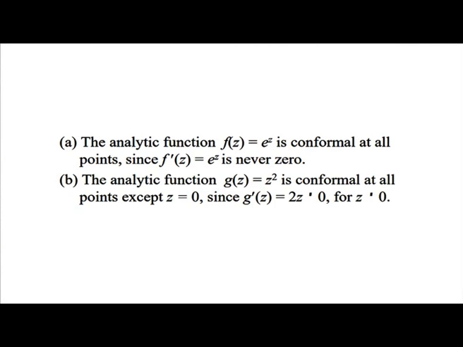Now, suppose g of z is equal to z square. What can you say about that function? Still it is an analytic function and its derivative is nothing but 2z, but it becomes 0 when z is equal to 0. So, your function g of z is equal to z square will be considered as a conformal mapping, but at all points except z equal to 0, because g dash z becomes 0 at z equal to 0.